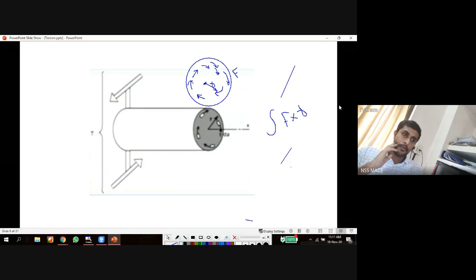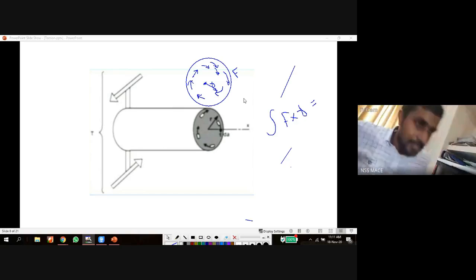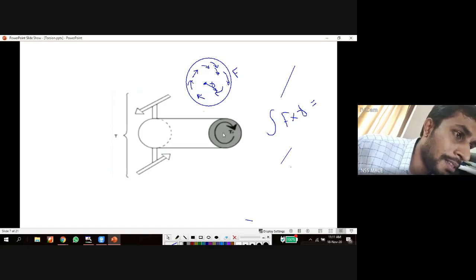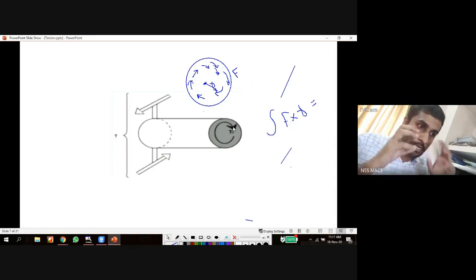What is this integral of F into R? Yes, that is the resistant torque. That is the resistant torque developed internally when we apply an external torque. Okay, so this is the conclusion. When I am applying an external torque on the shaft, across any cross section of the shaft, an internal torque is developed.